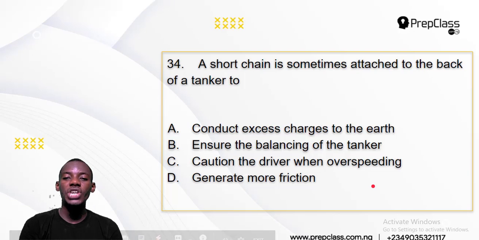Now, a short chain is sometimes attached to the back of a tanker to what? Why do we have a chain behind a tanker? Now, this is the question. Is it to cause excess charge to the earth, ensure the back of the tanker, caution the driver when overspeeding, or generate more friction?